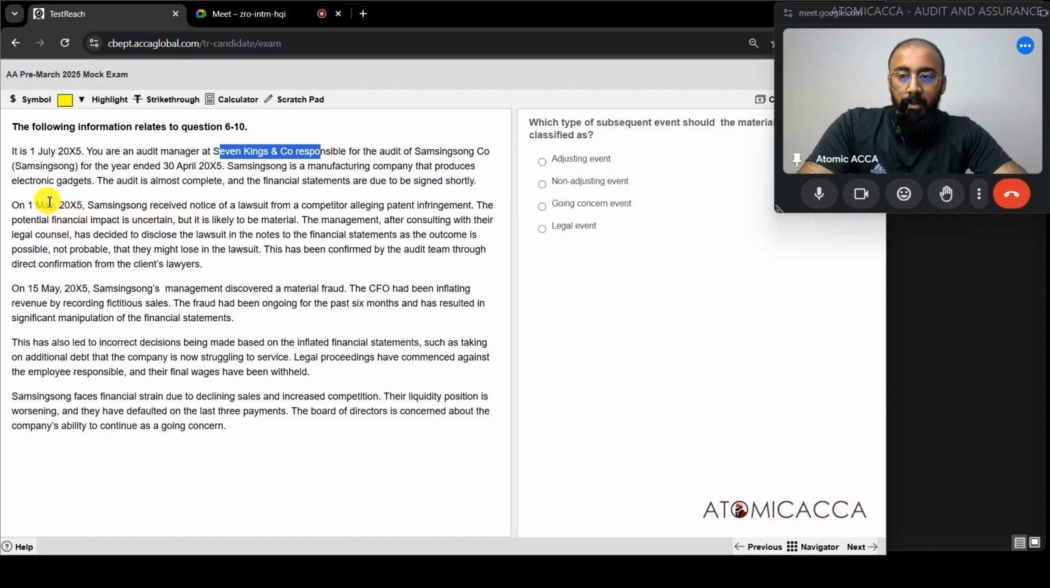Okay. On 1st May 20x5. Year end is 30th April. So 1st May is like the next day after this. Client received notice of a lawsuit from a competitor alleging patent infringement. Means you basically copied your competitor and did something. The potential financial impact is uncertain, but it is likely to be material figure. Okay. Management, after consulting with their legal counsel, has decided to disclose the lawsuit in the notes to financial statement. So only disclosure is needed, as the outcome is possible, not probable, that they might lose in the lawsuit.